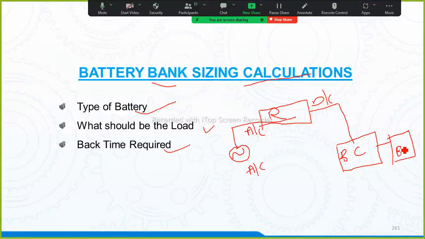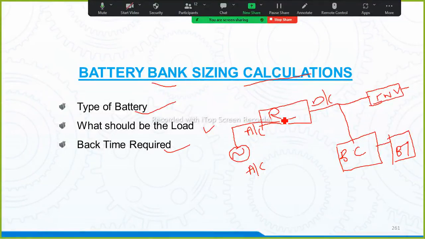Then the batteries will get charged, as well as the same power will be going to the inverter circuit. Now, what does that inverter do?